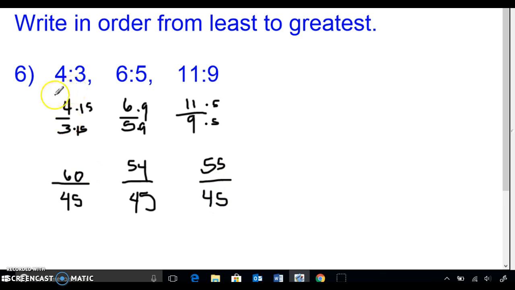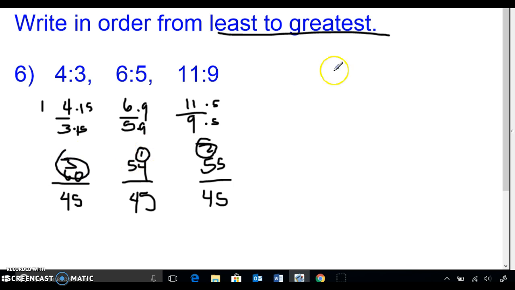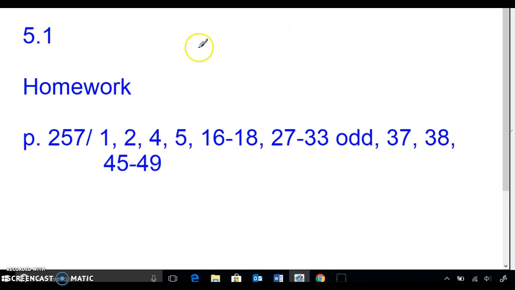So I can see that this one is the largest, and I want to go from least to greatest. So my smallest one would be this one here, and then this one, and then this one. And remember, I need to do them in original form. So I do 6 to 5, and then 11 to 9, and then last would be 4 to 3. And that is it for today's lesson.